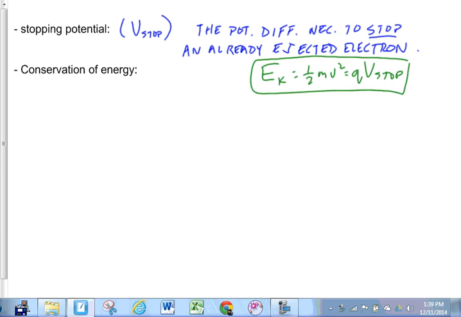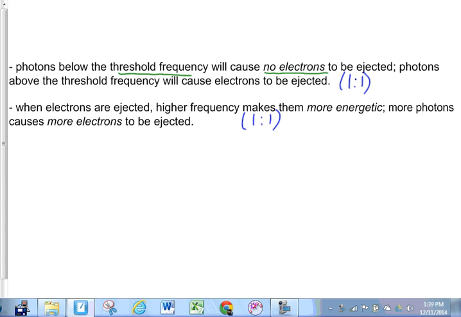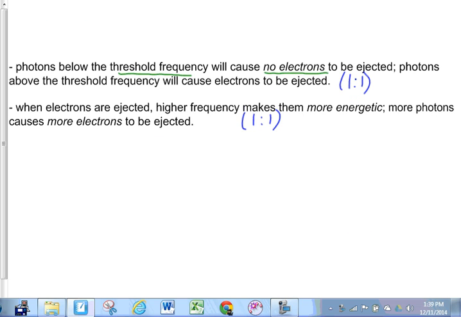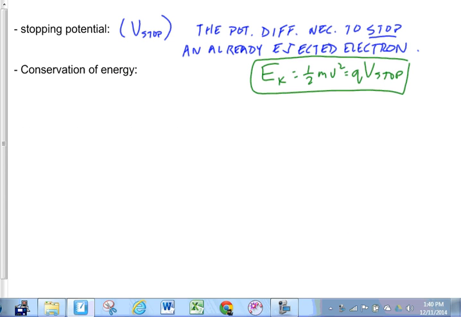So what do we got so far? We got E is equal to HF equals HC over lambda. That's not a new equation. That's valid now, but it was also valid yesterday for other things as well. We've got W is equal to HF is equal to HC over lambda max. Okay, that's brand new, and that's valid just for the photoelectric effect. We also have EK is equal to 1/2 mv squared equals QV stop. That's valid for the photoelectric effect. Now the last one, before we do an example here.